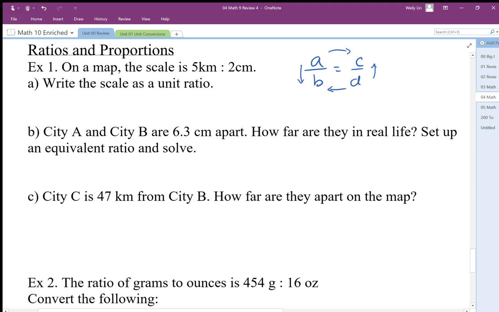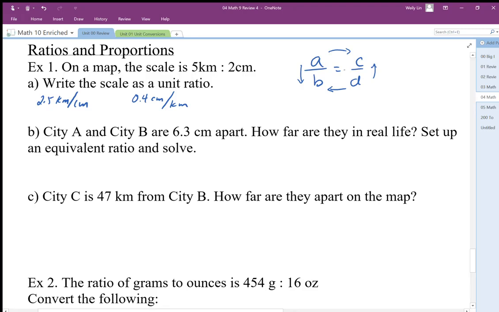So this unit ratio, to find the unit ratio, we divide. So we can do 5 kilometers divided by 2 centimeters, and we get 2.5 kilometers per centimeter as a unit rate. We could also do it the other way around. We can say 2 divided by 5 kilometers, and as long as we keep track of the direction or our units, we can use 0.4 centimeters per kilometer.